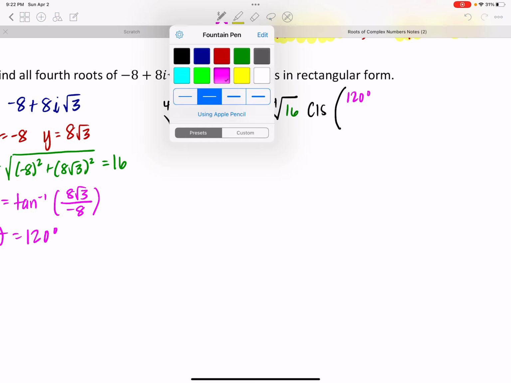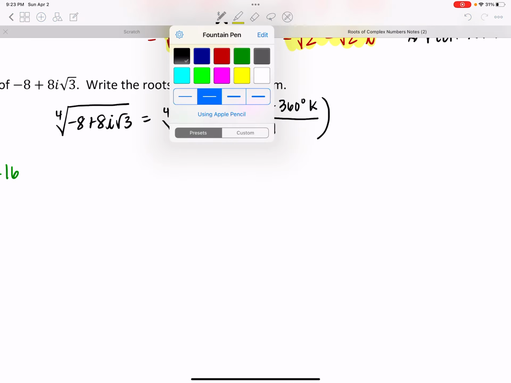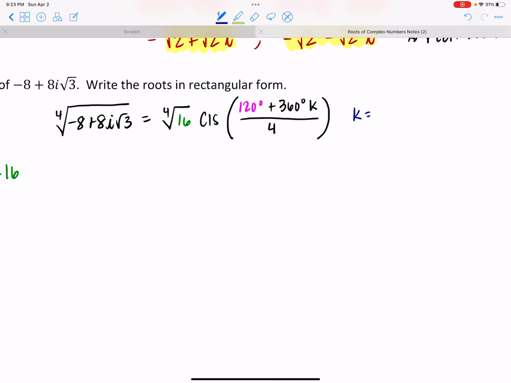And then we're going to add on 360 degrees k times. We're going to find the coterminal angles till we get to the first 4 of our solutions. And then we're dividing by n, which again, it's the 4th root, so we're dividing by 4. So that's going to be the form of our solutions. And we're going to do this for k equals 0, 1, 2, and 3. Those first 4 values of k will get us those 4 complex solutions that we're looking for.